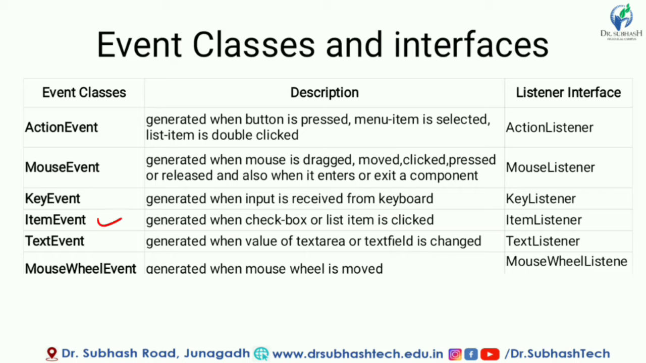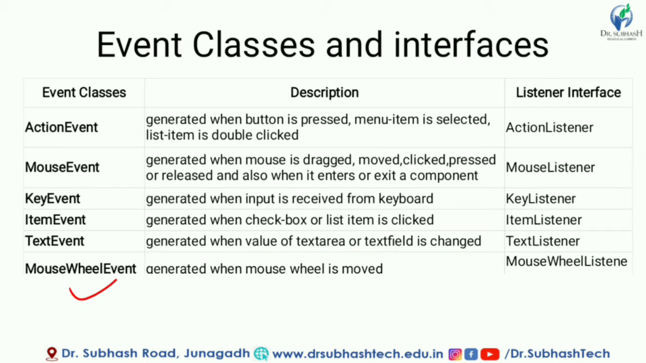After the key event there is an event class which is item event. This object is created when we are selecting a checkbox item or radio button item. Whenever you are selecting any item, this item event object will be created, and accordingly the item listener interface is available for handling the event. Then the next is text event. This object is created when the value of a text area or text field is being changed. Whenever we try to change the value of a text area or text field, this object will be created, and for handling this event the text listener is available.